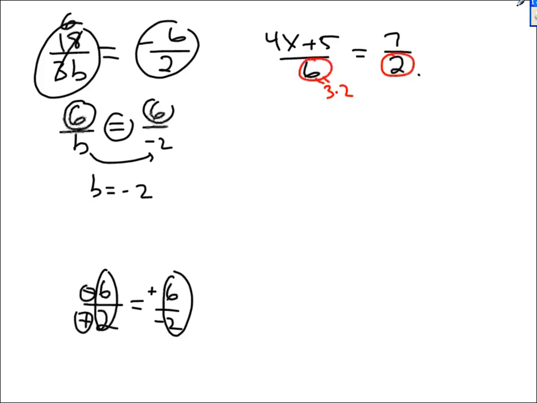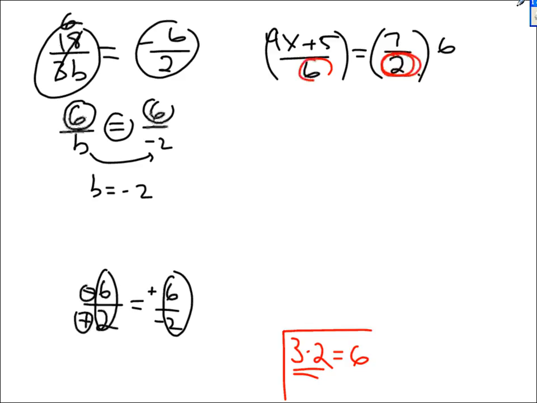6 can be written in prime factor form as 3 times 2. So in the left-hand corner, I need a 3 and a 2. And 2 is already factored. I need a 2, which I already have. The LCD is 6. So I'm going to multiply both sides by 6. At least I'm going to denote that. I'm going to denote that I'm multiplying both sides by 6.